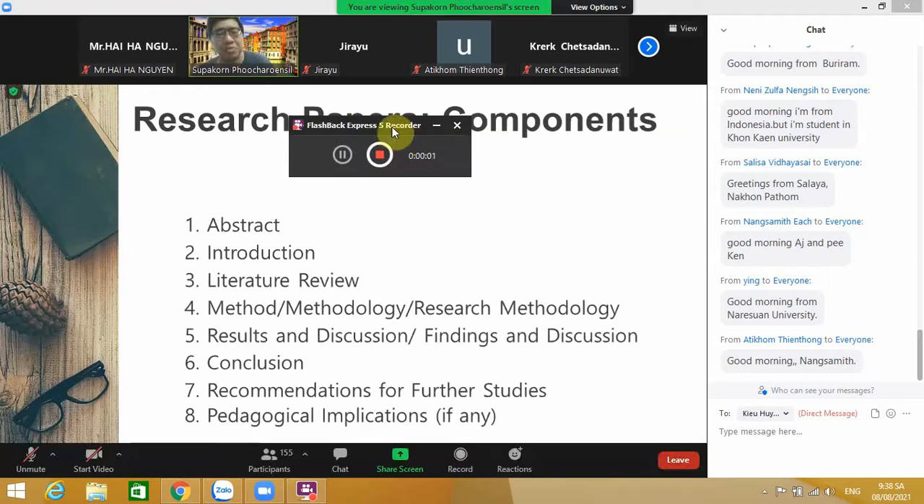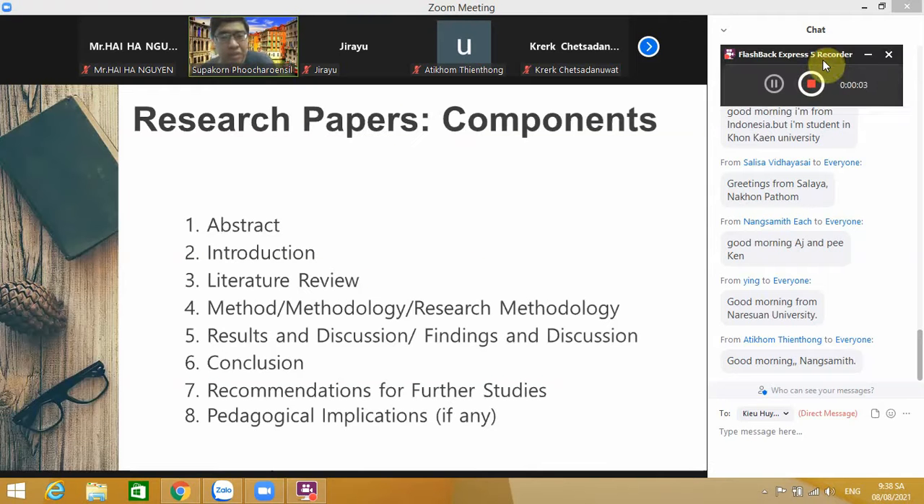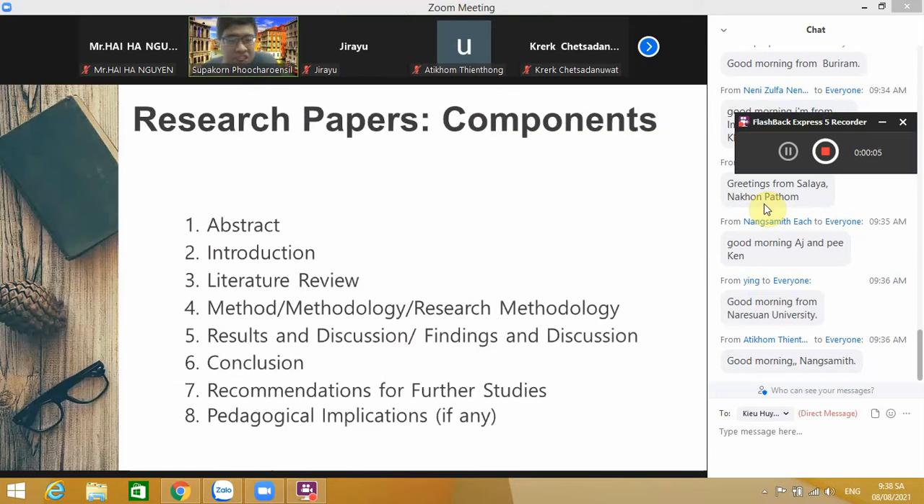Methodology, right? Results and discussion, or sometimes it's called findings and discussion, conclusion, and recommendations for further studies. And sometimes if you are in the field of English language teaching or TESOL or TEFL, you should also have pedagogical implications as well, right? So, these are the basic components that a good research paper should contain.